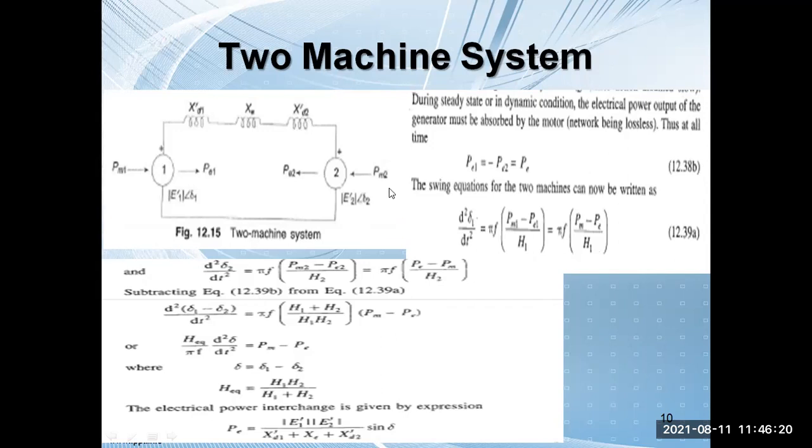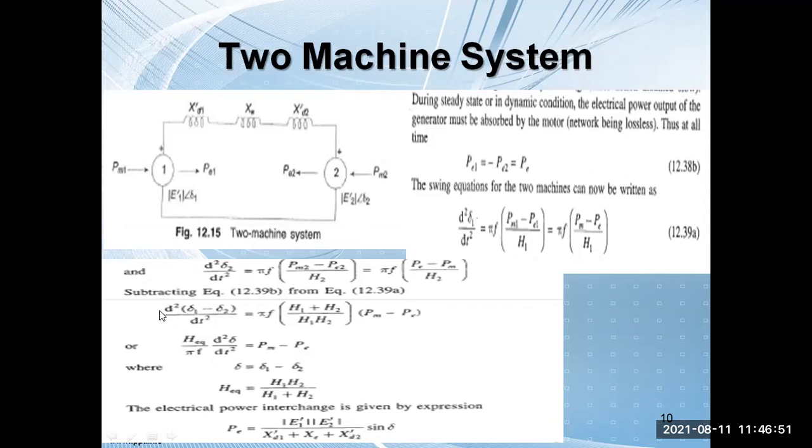Now here for the second generator, it is d2 delta 2 by dt square equal to pi f by H2. Now what is H? H is the inertia constant. So this is Pm2 minus P2. So this is equal to pi f by H2 into Pm minus P, because Pm2 equal to Pm and P2 equal to P. So from here we are actually substituting.